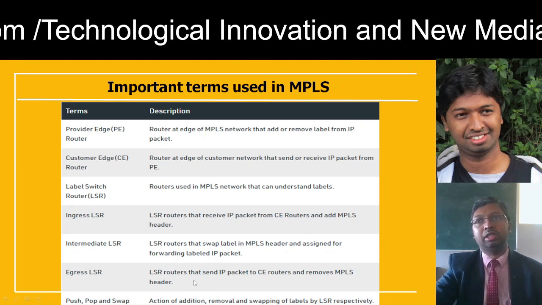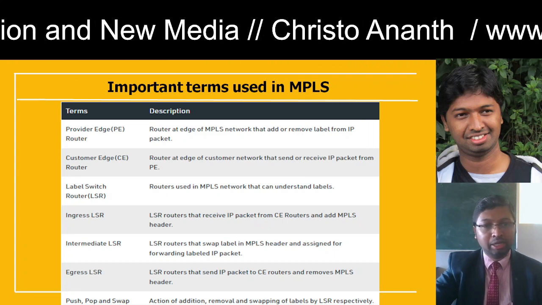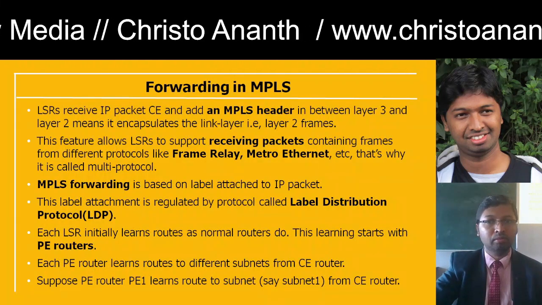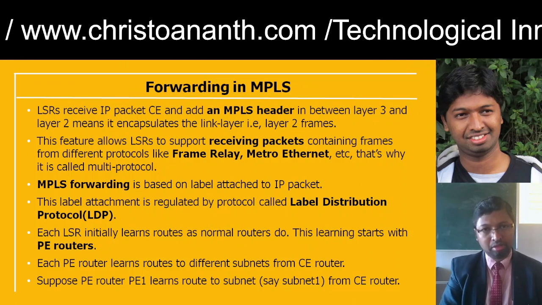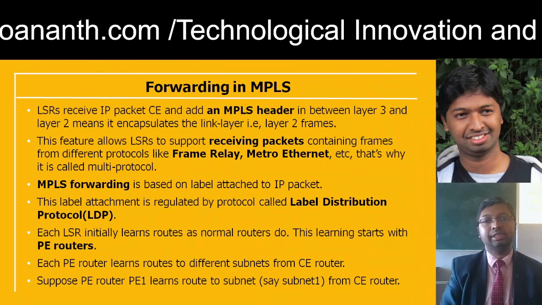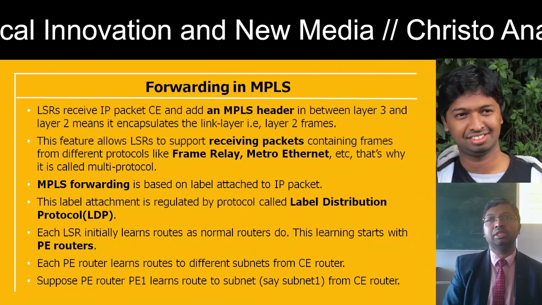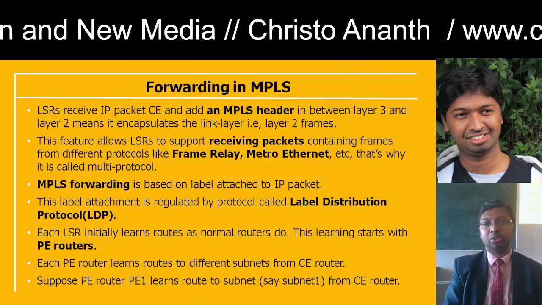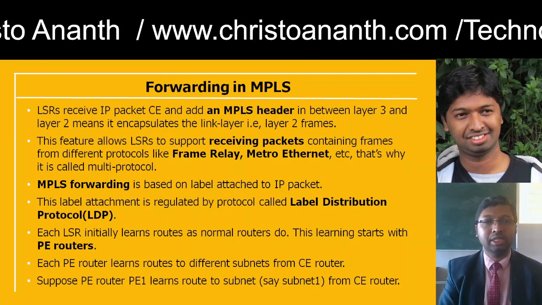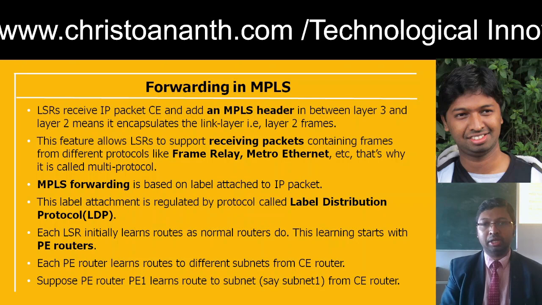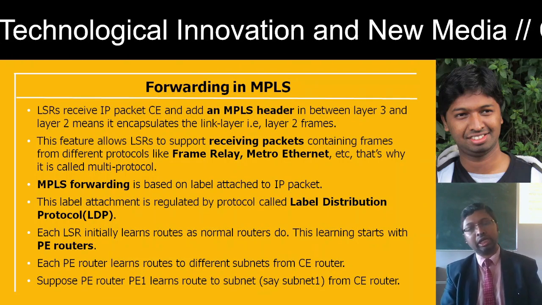Then you have push, pop, and swap, maybe like the same case in data structures: adding, removing, and swapping the labels by the label switch router. Then forwarding takes place: the LSR receives the IP packet from the CE and adds the MPLS header in between layer 3 and layer 2, which means it is going to encapsulate the layer 2 link. Okay. So this allows the LSR to support receiving packets containing frames, as in the case of frame relay or metro ethernet. So that is the reason you call it multi-protocol label switching.